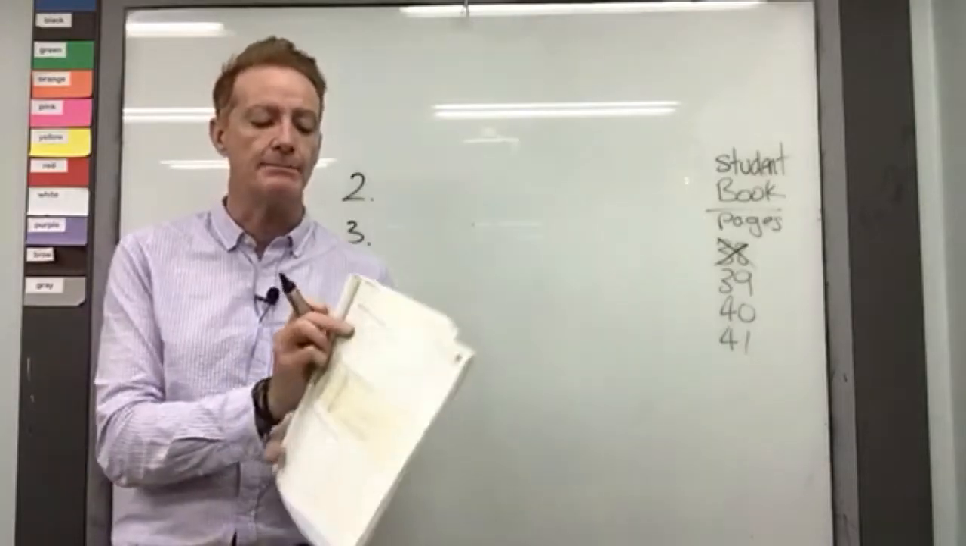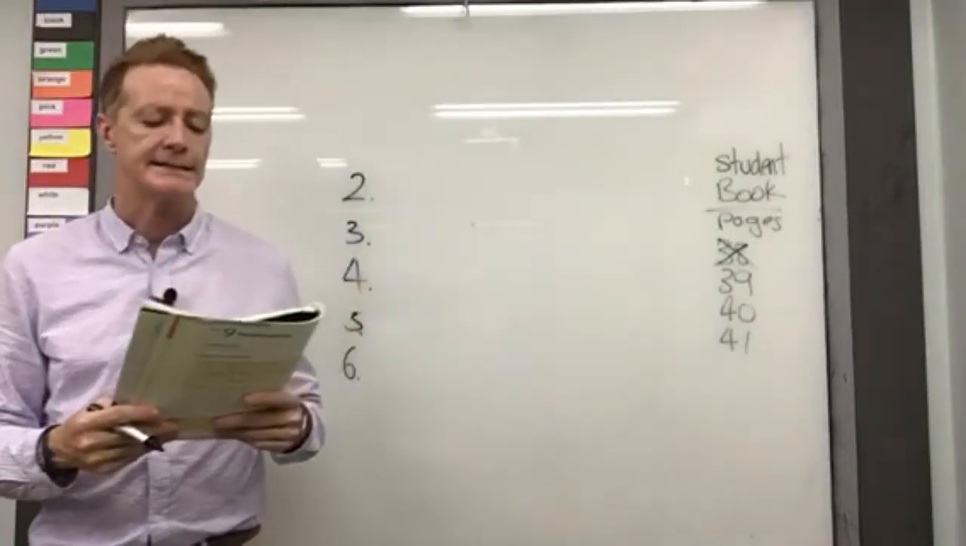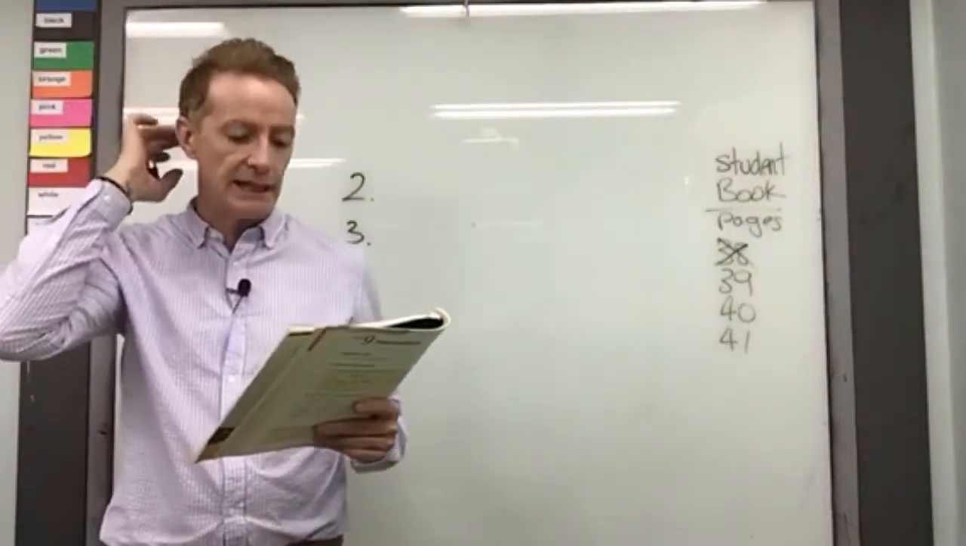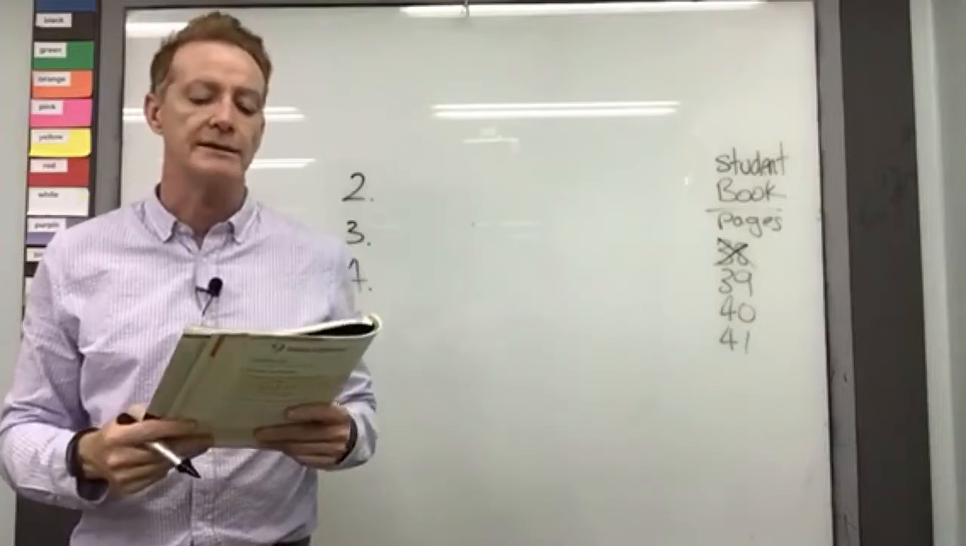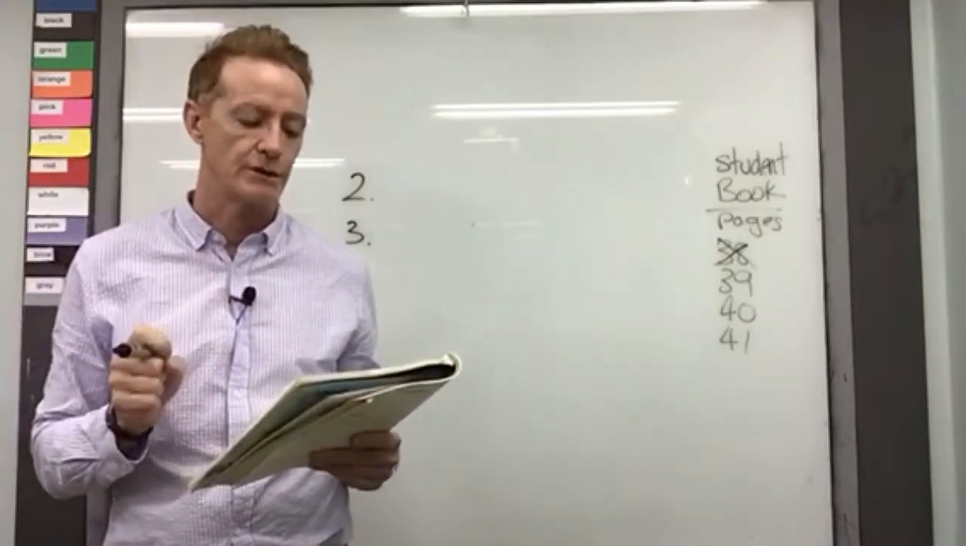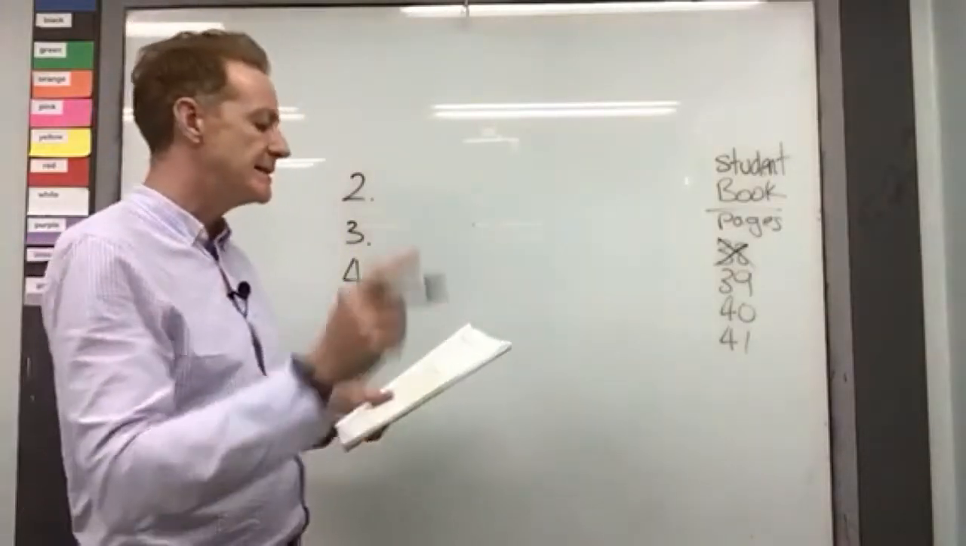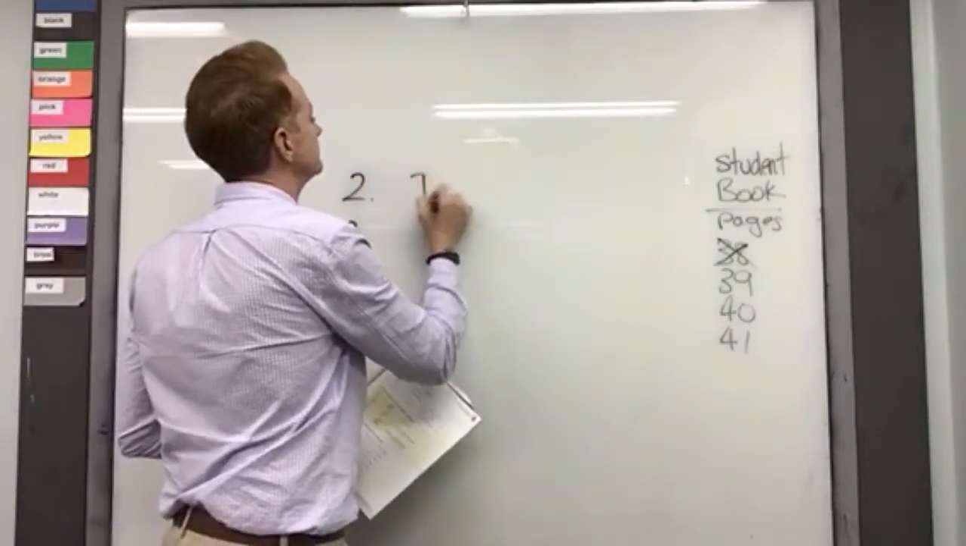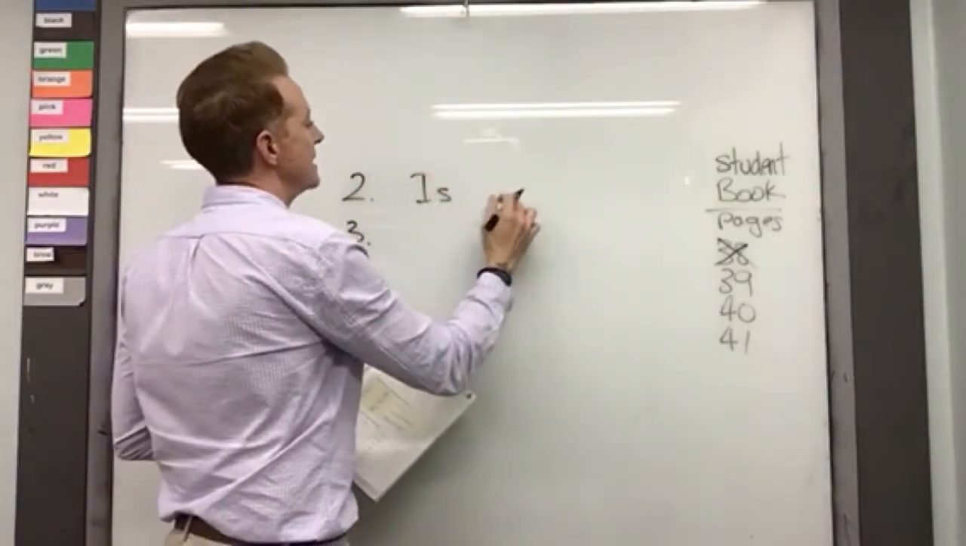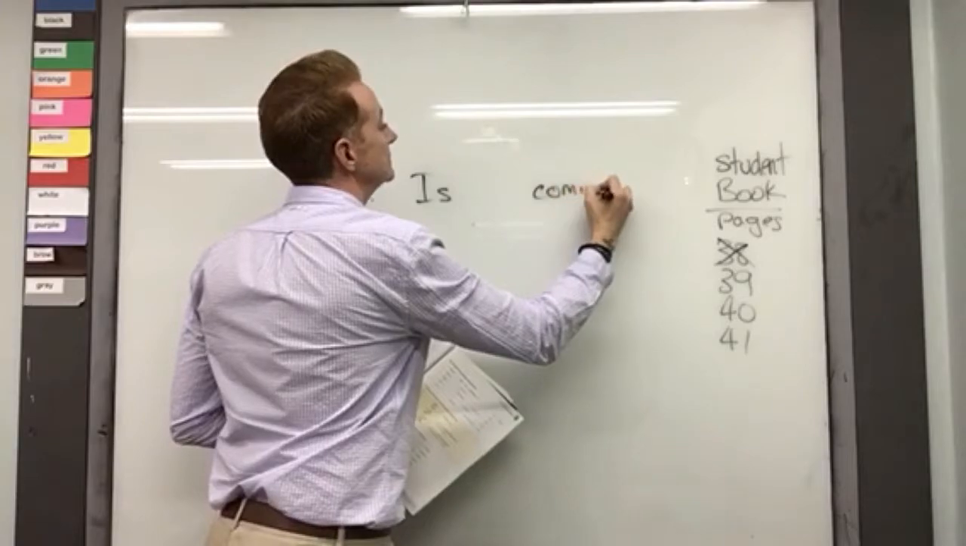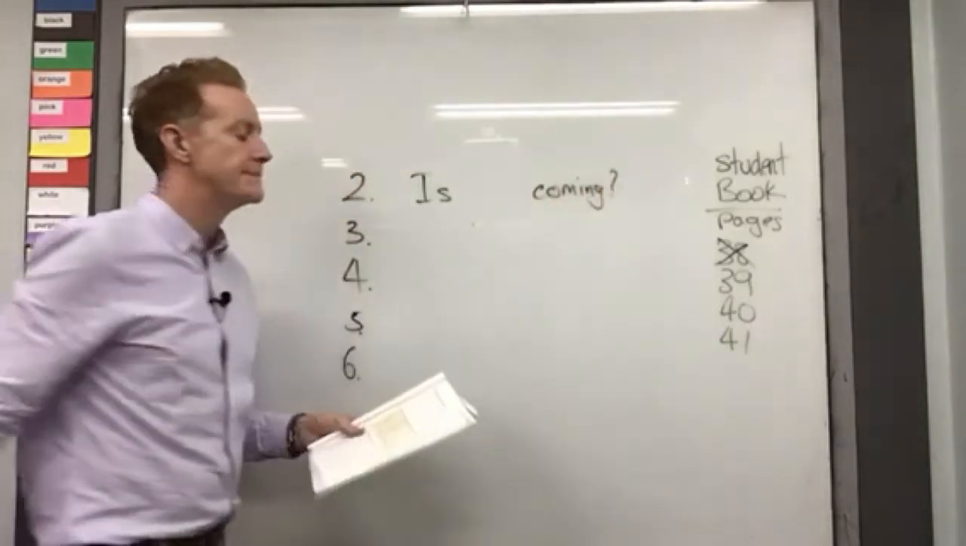Number 2, it says come. The verb is come. And it says blank the bus blank. So we have to make a question. And the answer starts with no. So, is the bus coming? Question mark.